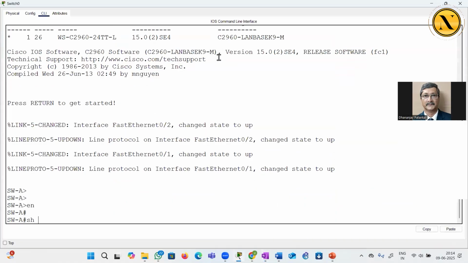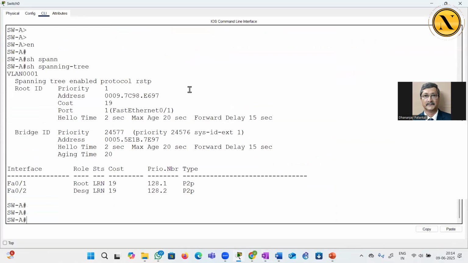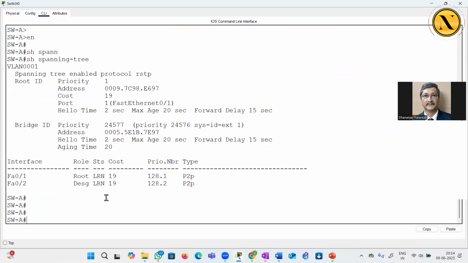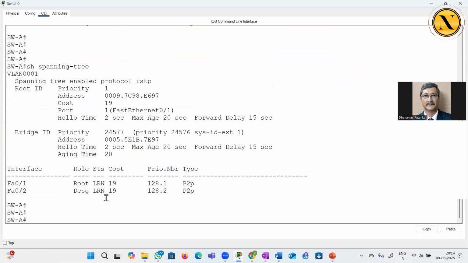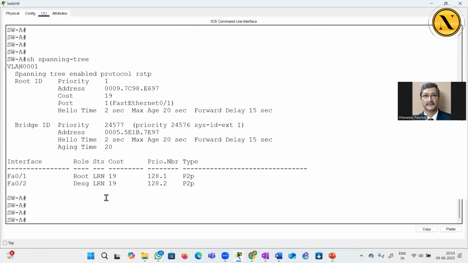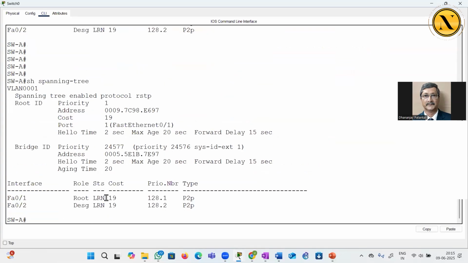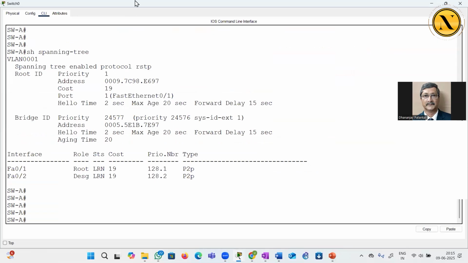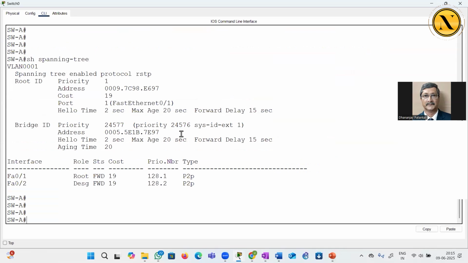Enable, show spanning tree. Okay, listening mode, we missed it, 15 seconds. It's in learning mode. And then again, learning mode. So 15 seconds, let's wait. Learning mode. Now, okay. Forwarding mode.